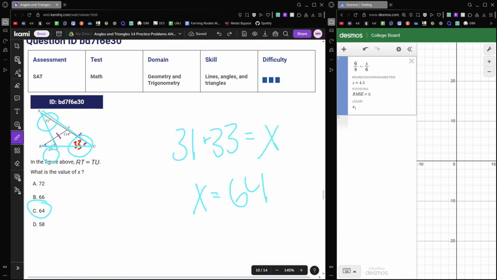And one final thing, you definitely want to make sure you know the alternate exterior angle theorem, which is the two interior angles added together will equal the exterior angle, so the angle on the outside.